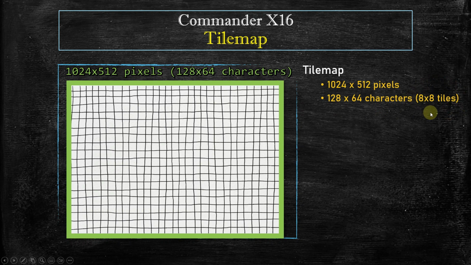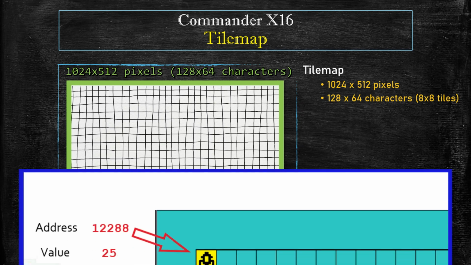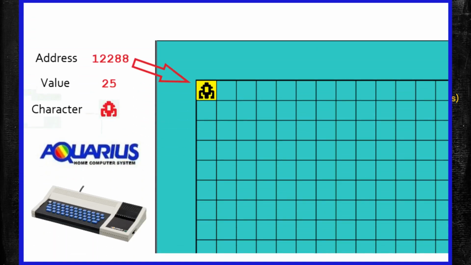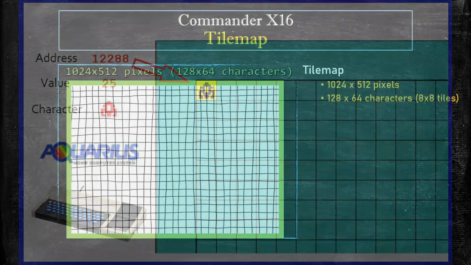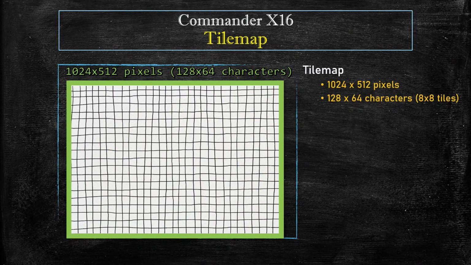Now, if you're familiar with other computers, for example, the Mattel Aquarius computer, if you want to position a character on the screen in a certain location, then you would simply take the code for that character and you would insert it into a memory location that corresponds to that location on the screen. Well, it works similarly on the Commander X16 computer.